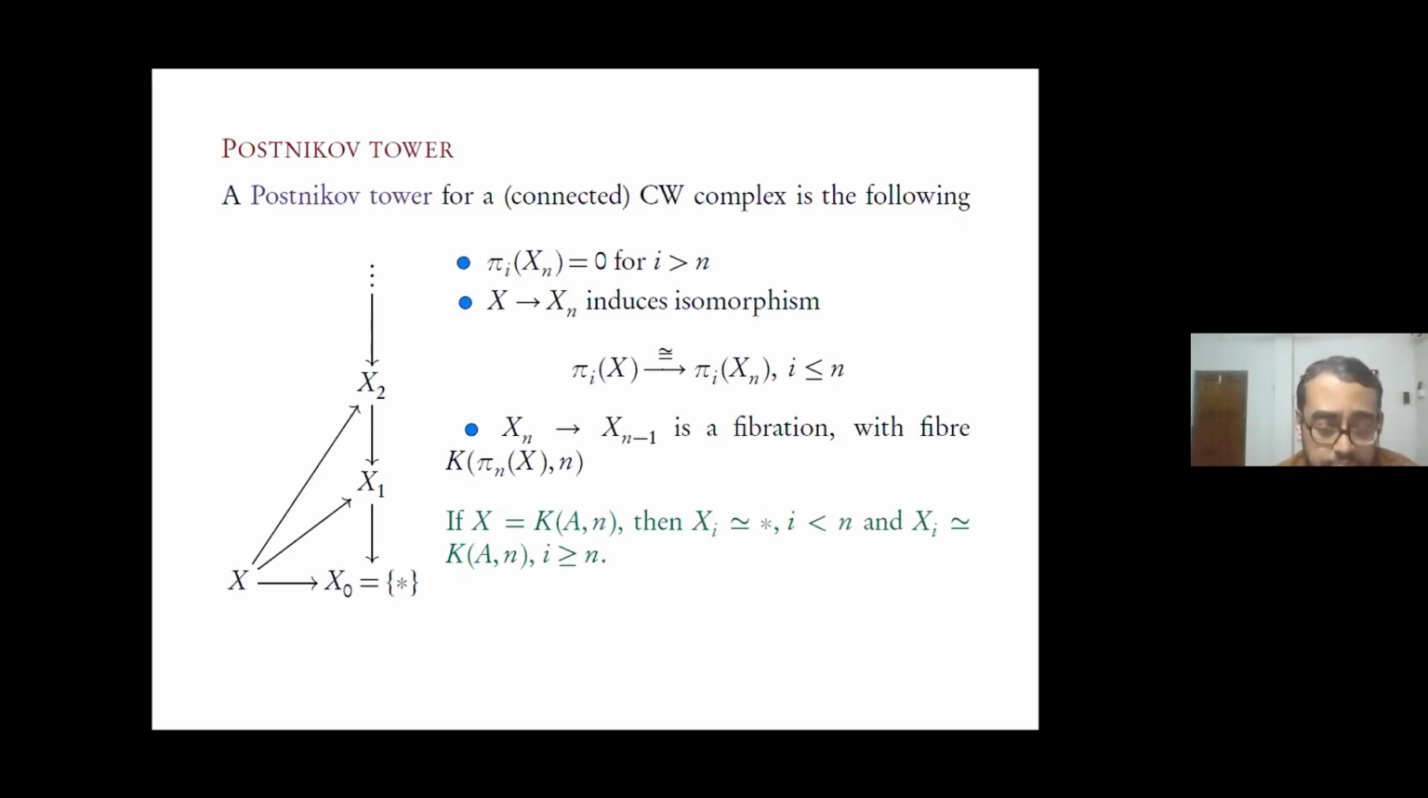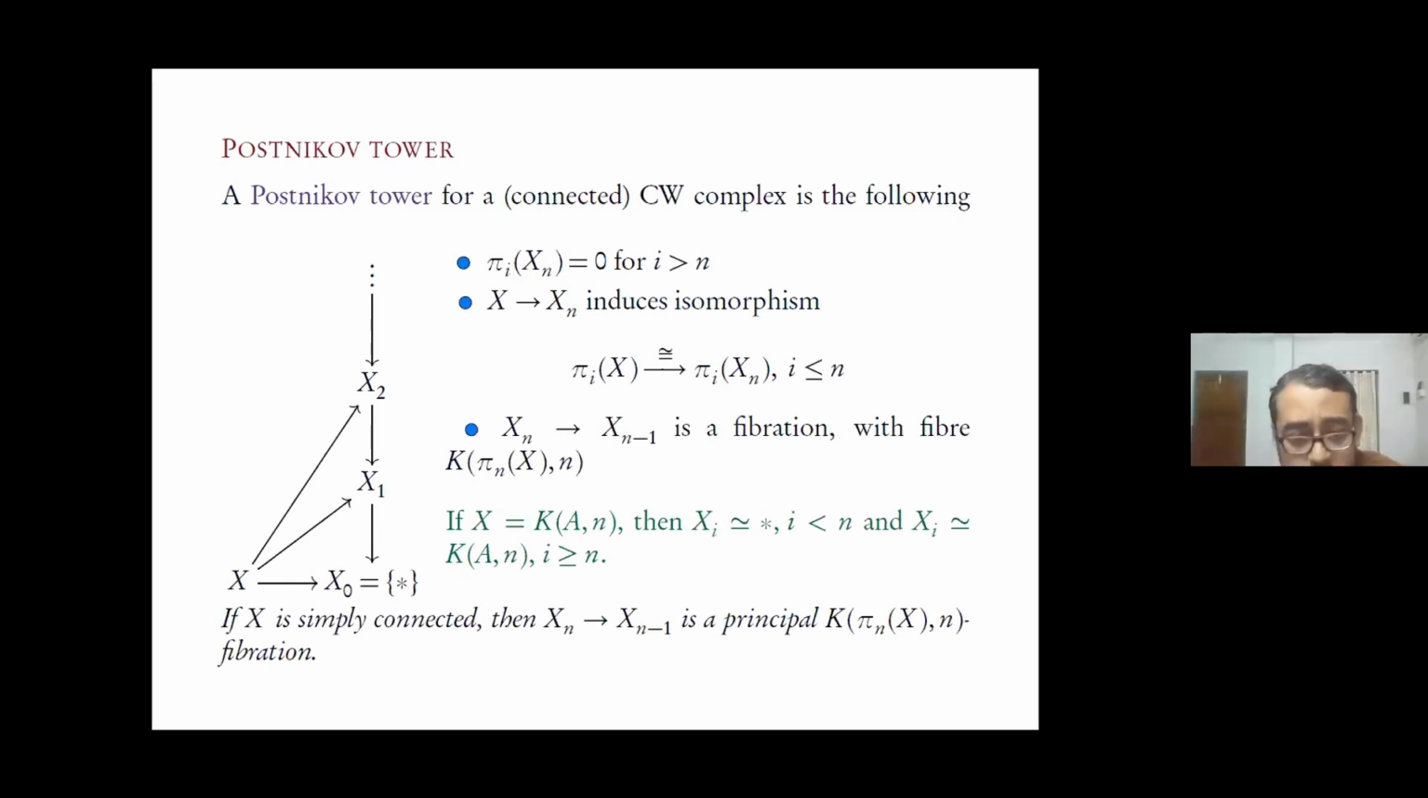For the things we'll be interested in, our spaces are going to be simply connected. It turns out that if X is simply connected, then this fibration Xn to Xn minus 1 is what's called a principal K(pi_n X, n) fibration. It can be equivalently described as a fibration obtained by pulling back the path space fibration. Remember, you have a path space fibration from the paths on K(pi_n X, n) to K(pi_n X, n), with the fiber being another Eilenberg-MacLane space. If this fibration Xn to Xn minus 1 comes as a pullback from that, then you can declare it to be a principal fibration.